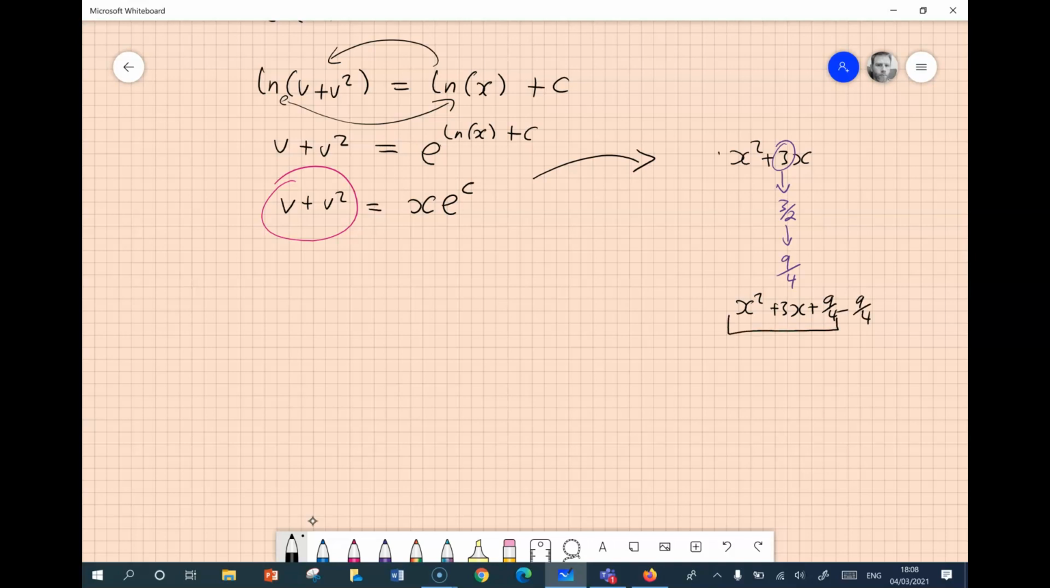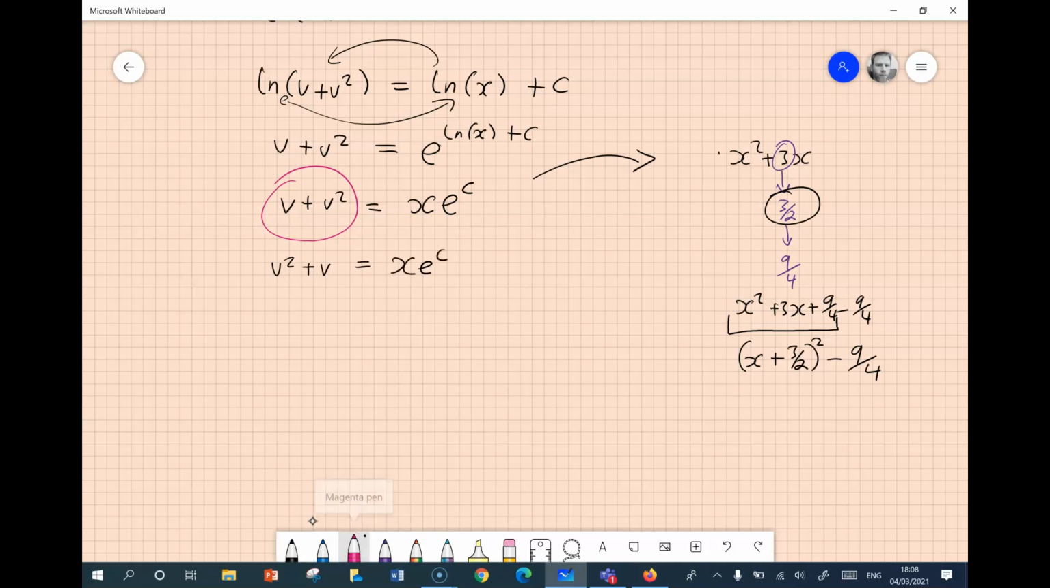But what it allows you to do is to factorize the first 3 terms. And you'll be able to write that as x and a squared here, and then this number that you halved will always go next to the x, and then I've still got my minus 9 over 4, and that's going to be really useful for me here. So first thing I'm going to do is just rearrange a little bit. V squared plus v equals x e to the power of c.